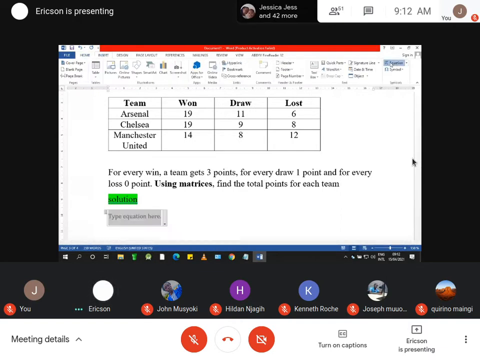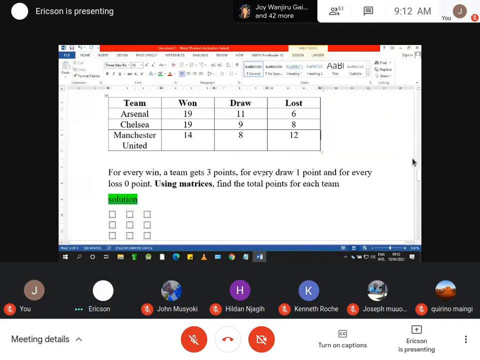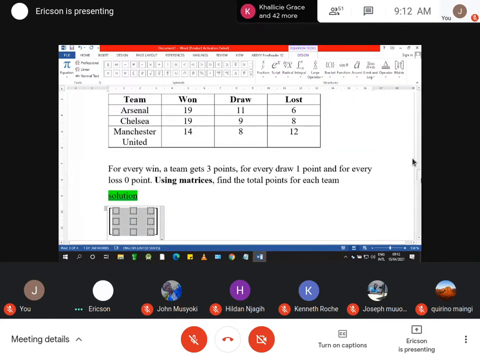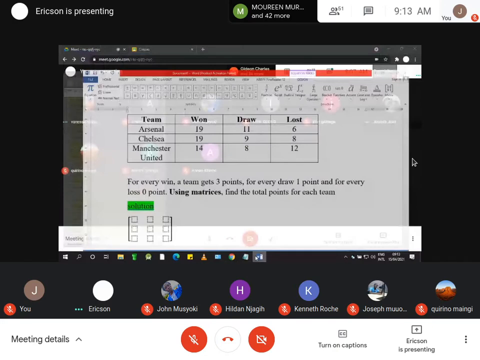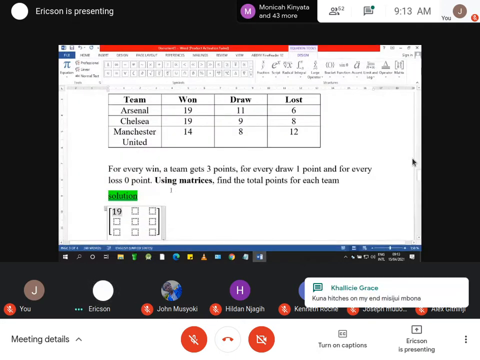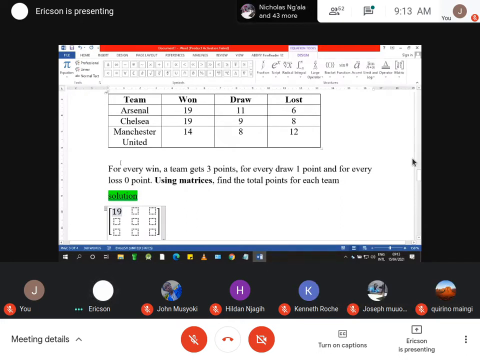So basically, first, what you need to do is form a matrix based on the results. The first element of this matrix will be here. Just make sure you follow the order: win, draw, and lose. Make sure that the columns follow each other in that particular format. Otherwise, you might end up with the wrong answer.